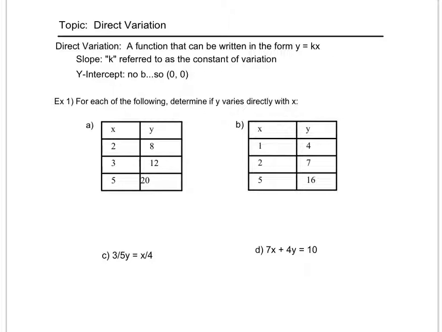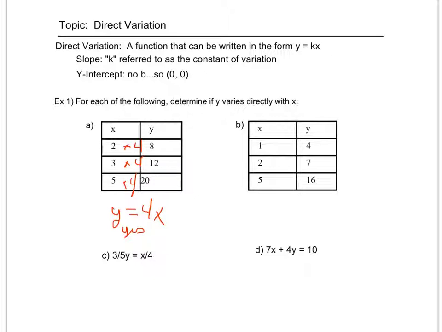If I look at each of these equations, how do I get from 2 to 8? Well, 2 times 4 equals 8. How do I get from 3 to 12? 3 times 4 equals 12. How do I get from 5 to 20? 5 times 4. So notice each time I'm getting a y value by taking 4 times my x value. So to answer the question, does y vary directly with x? Yes, it does. This is direct variation.